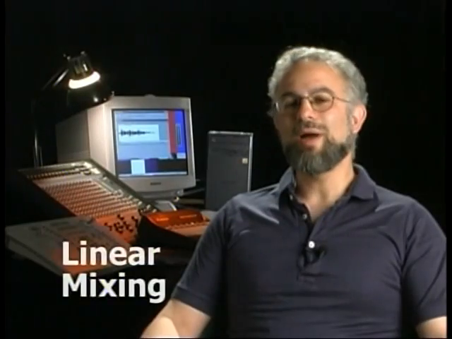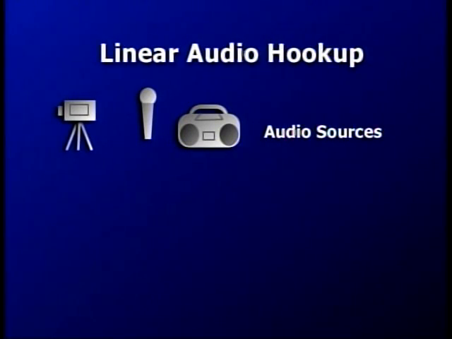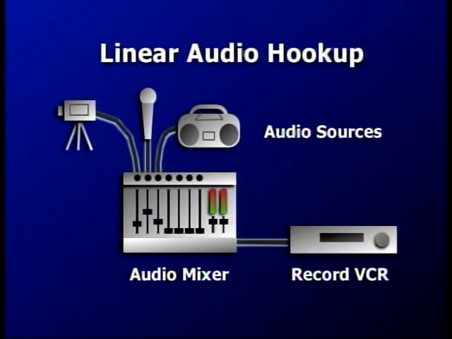The audio signal path in a typical linear editing system looks like this. You have some sources, your camcorder, microphone, CD player, running through possibly some filtration and equalization, but definitely into a sound mixer. The sound mixer combines all these multiple sources and outputs a single channel of monaural audio or left and right stereo. This signal is what gets recorded on your VCR.